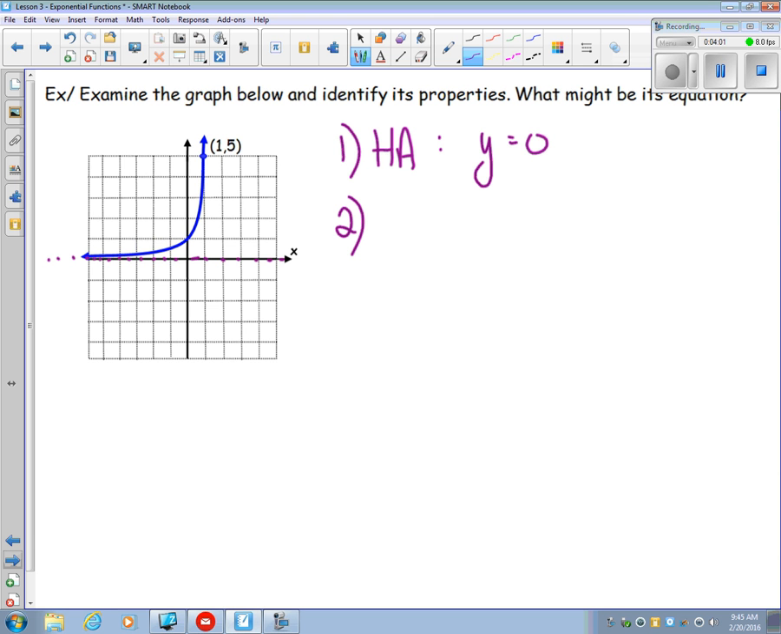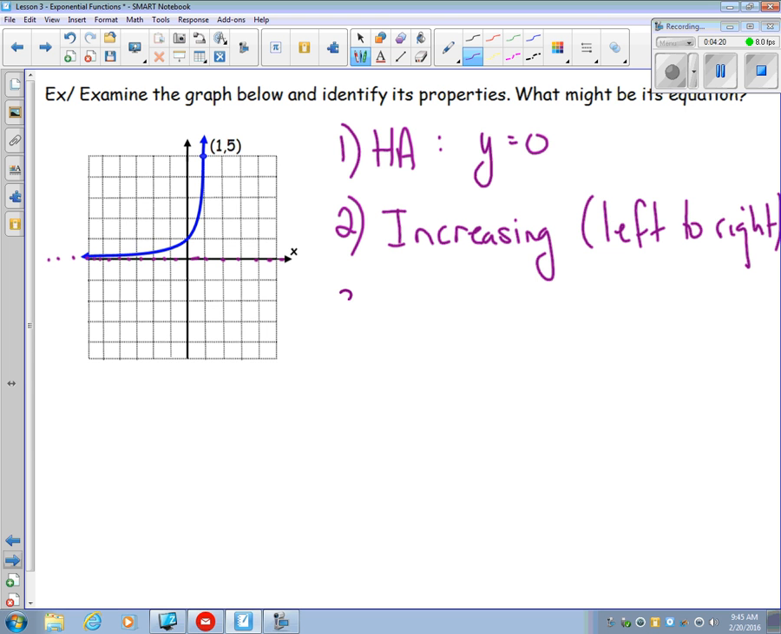Okay, property number 2, we were talking about steepness. Well, okay, it's hard to say in comparison to something, but we definitely know this is an increasing function. Remember, it's always from left to right. Okay, property number 3 we had on the last page, or up top for you guys. The y-intercept. It's the point where x equals 0. Where does x equal 0? That would be right here. What's that y value? In this case, it's 1.